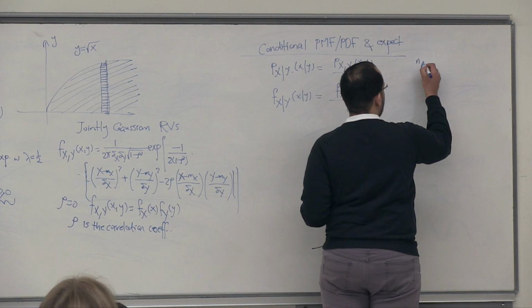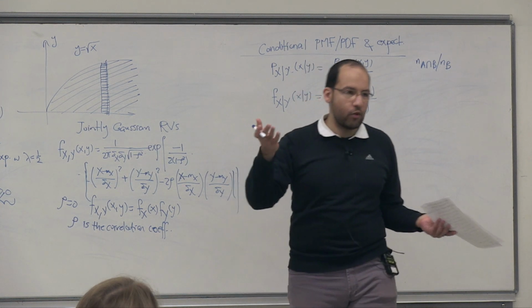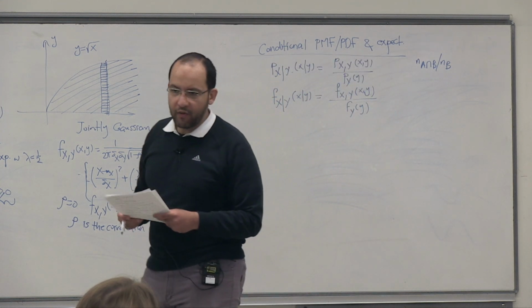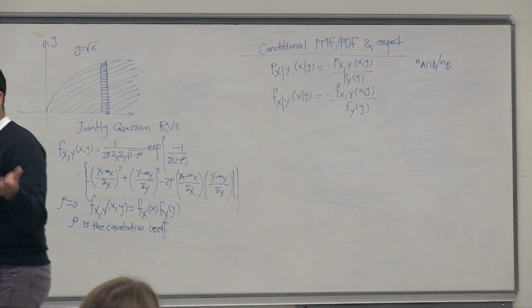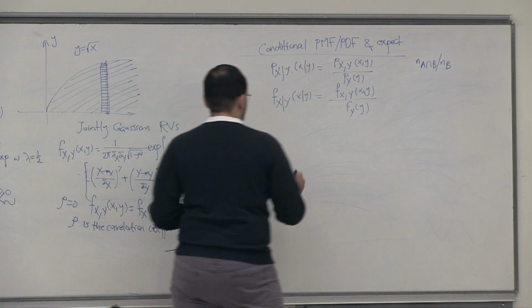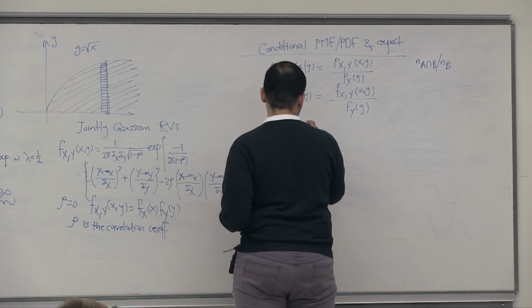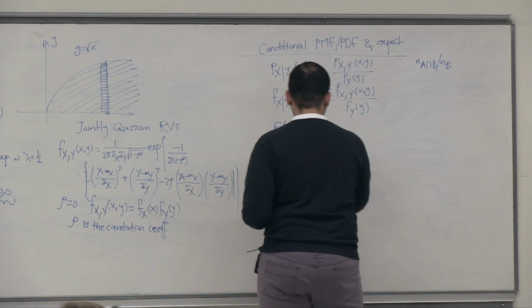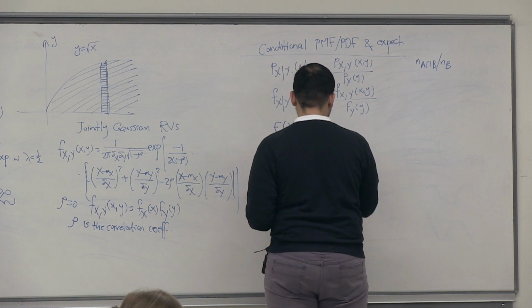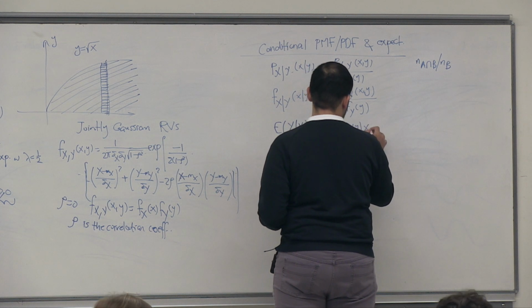N of A intersect B divided by N of B. It could be seen also as a relative frequency, right? Of the event x equals small x and y equals small y happening together, in the circumstances where y equals small y is happening, right? And then we also have the expected value of y given x, the conditional expectation: the integration over y f y given x of y given x dy.